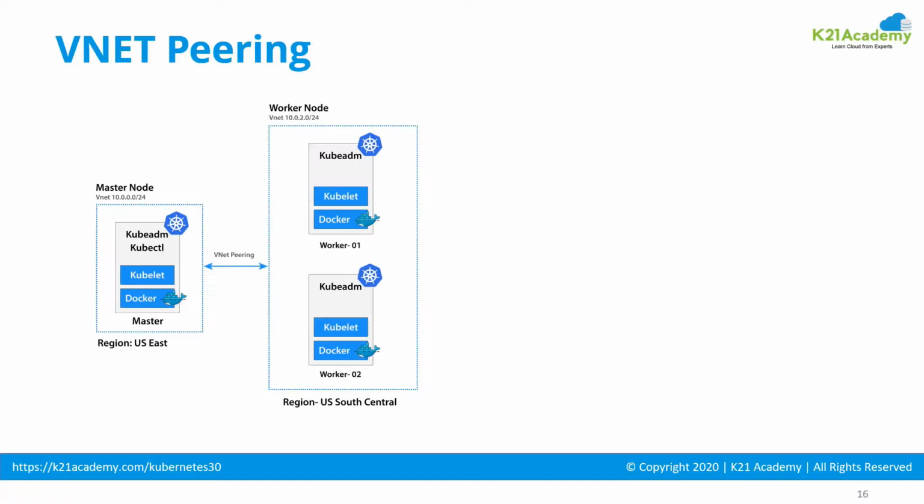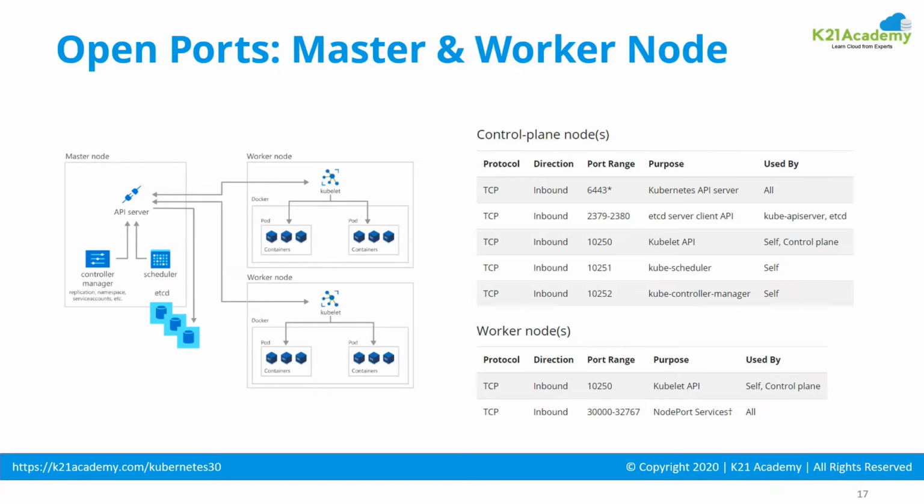In that blog, I'm going to specify the documentation link that will tell you, from the Kubernetes documentation, what ports should be open. So let's go and configure the network peering between the master node and worker nodes, and also open the port numbers between the master node and worker node.